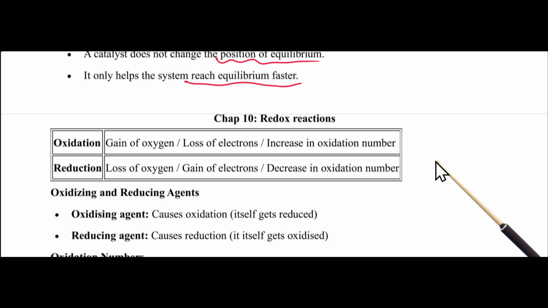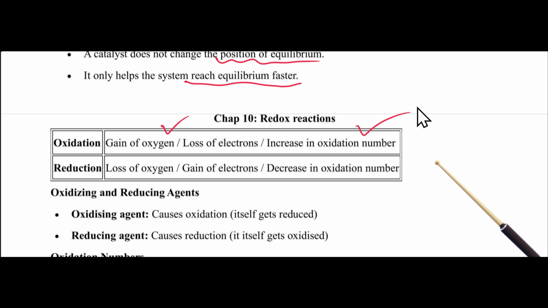So for oxidation, there are three main definitions. First is the gain of oxygen. If any element is gaining oxygen, it means it is oxidized. If there is no oxygen involved in that reaction, then you have to look for the electrons or the oxidation number. If you see that the oxidation number has increased, in the reactant it was less and in the product it is more, then it means that this element is oxidized.